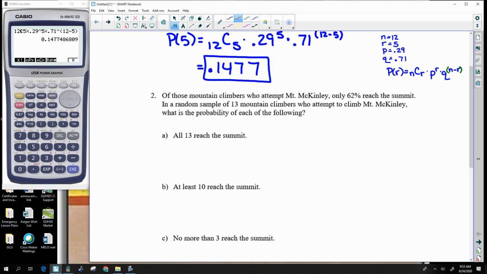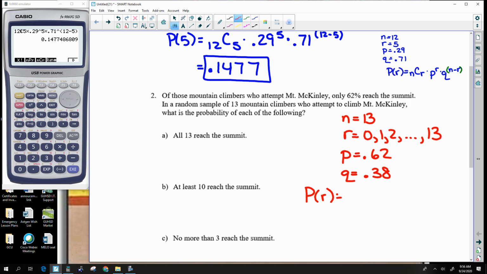So this is where I need to start using my lists. All right, so the total number of mountain climbers here is 13, making the number of successes 0, 1, 2, all the way up to 13. So a lot of these probabilities are going to be itty bitty teeny tiny. Probability of success is 0.62, and failure is 0.38. The formula that I'm using for all of this is nCr, p to the r, q to the n minus r. I have to put that in with my own parentheses.